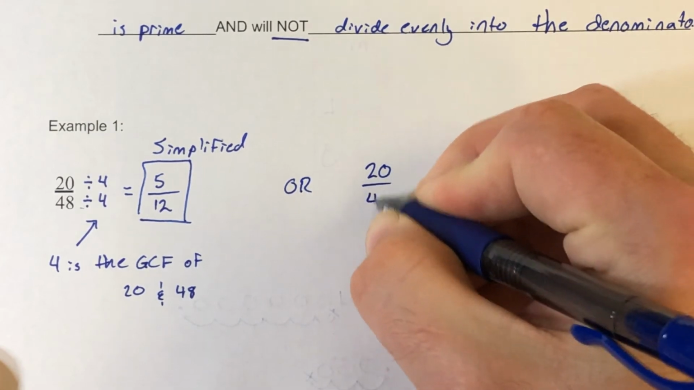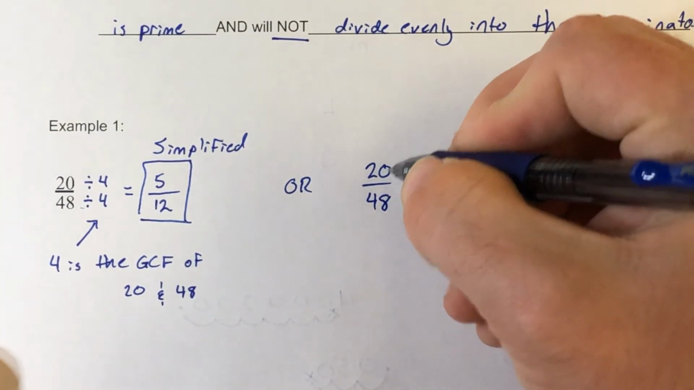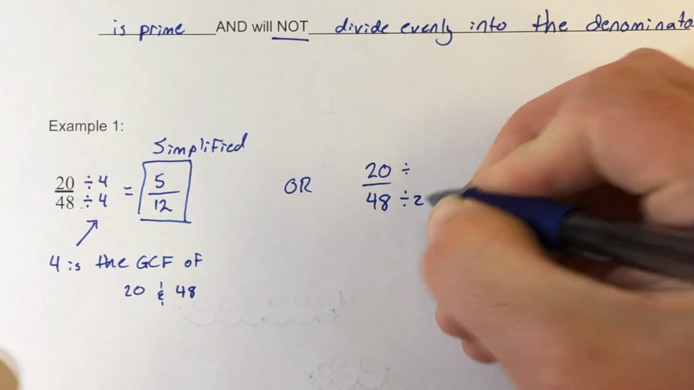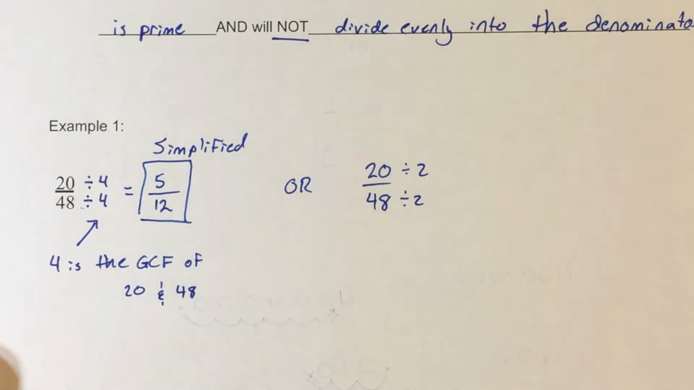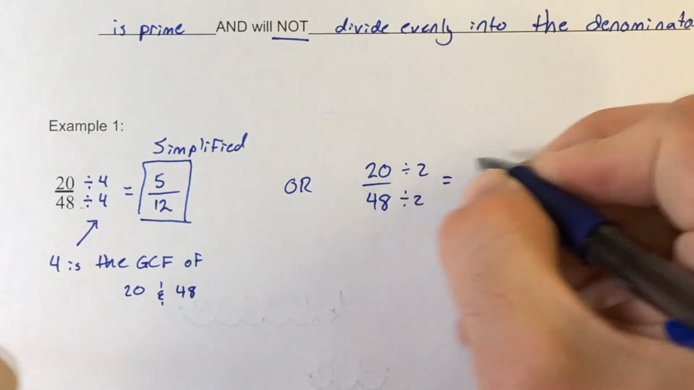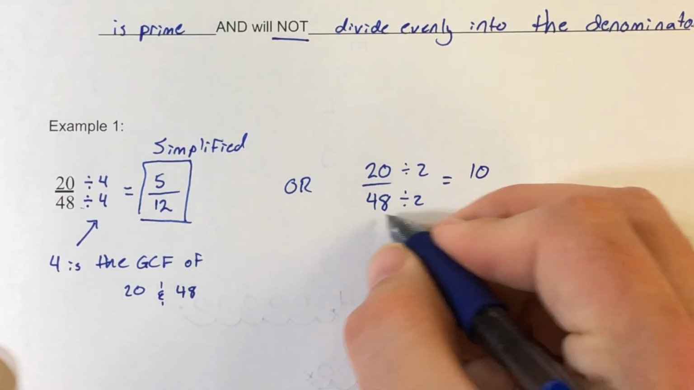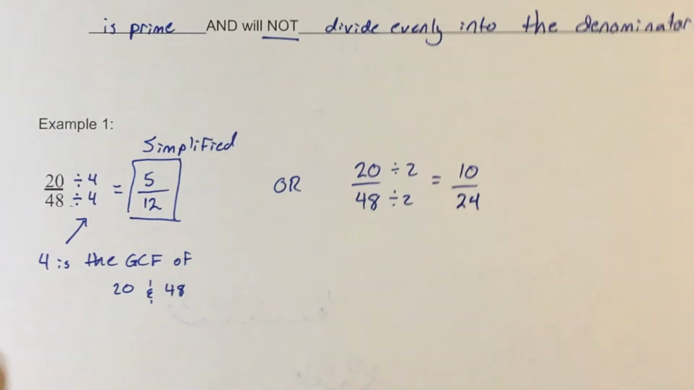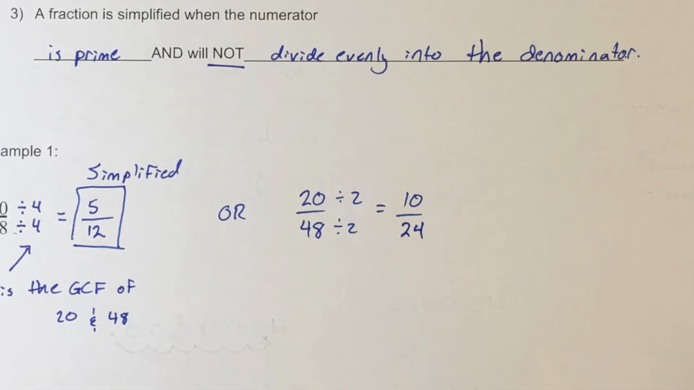So let's say we have 20 over 48, and you're like, oh, they're both even. I know I can divide both of those by 2. So you do it. You get 20 divided by 2 is 10. 48 divided by 2 is 24. Well, and you want to know, is that my answer?